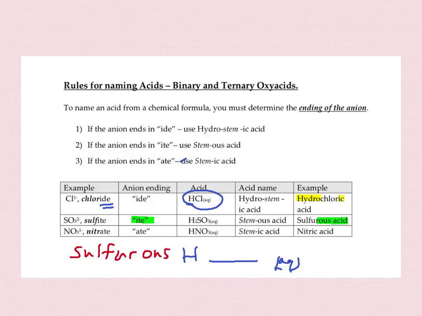If your anion ends in ATE, then you drop that ATE ending, in our example nitrate, and add an ic ending and the word acid. 3 rules. An IDE becomes a hydro in the same stem and the word ic. The ITE becomes an OUS, and the ATE becomes an ic. Try to remember, I ate something icky. And now we'll do some examples that are not in your booklet.